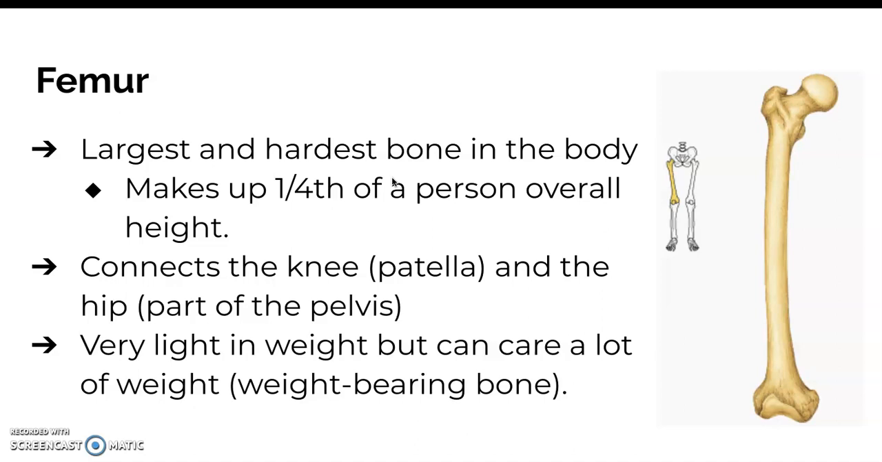It connects the knee, or the patella, to the hip, which is part of the pelvis. This is the biggest bone in the body, but it is actually very light in weight because it can bear a lot of weight itself. It is a hollow bone, considered a long bone, and it is a weight-bearing bone. If you were to pick one of these bones up, you would think it's probably heavy, but it is actually very light because it allows for a lot of weight to be put on it, which is why your central weight is carried throughout your legs.